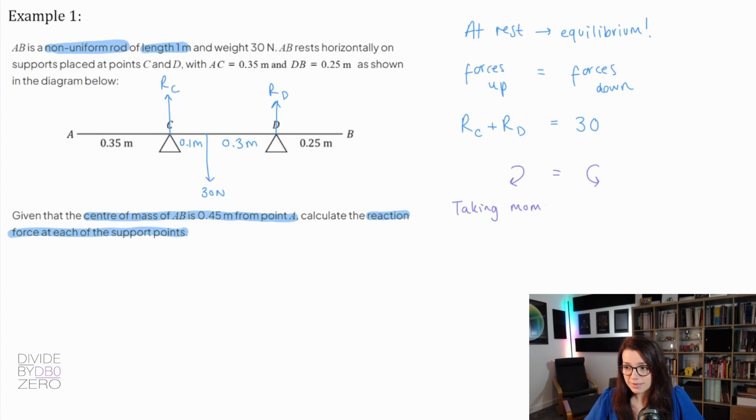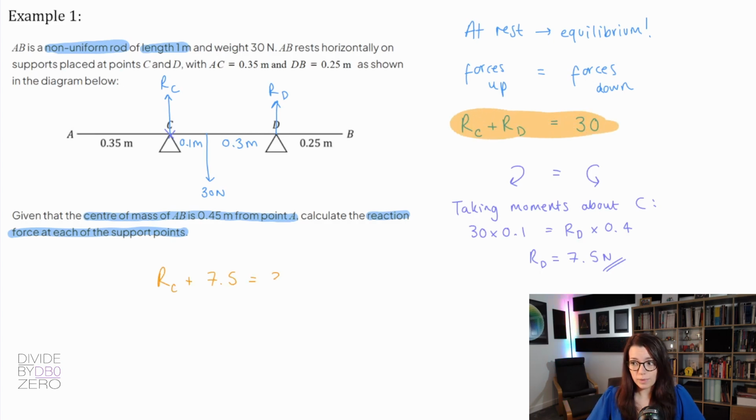So if we take moments about C, I usually put a cross at the point that I'm taking moments about. Clockwise is going to be 30 times 0.1, and anti-clockwise is going to be RD times 0.4. If you solve this for RD, you get 7.5 newtons. Now, earlier we said that RC plus RD was equal to 30. To find RC, all we need to do is sub RD into that. Means RC is 22.5 newtons, and that's it.